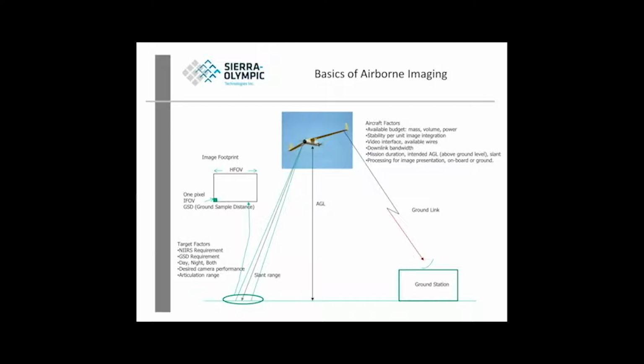And then other things that come along with a system are, what do you do with the data? Do you record it on the camera, or do you transmit it as full motion video to the ground? As far as the specifications and the requirements of the system, there are target factors. It's NIRS or GSD. If it's daylight only, if you're only operating during the daylight, you don't need an infrared camera. If you're operating during the nighttime, typically there is a daylight camera. And if you cross day to night, you need both.